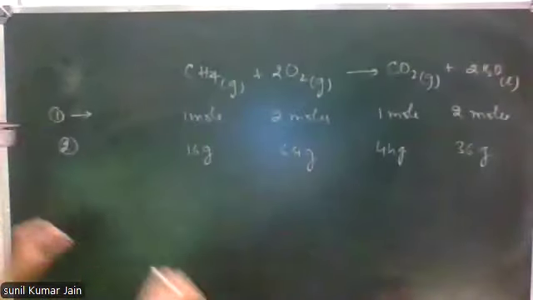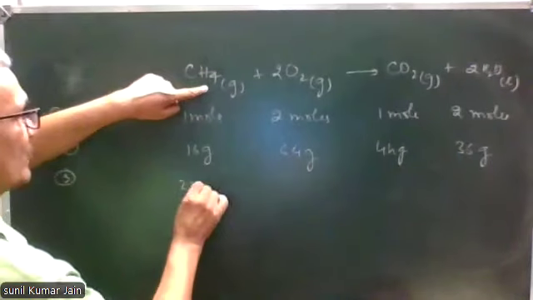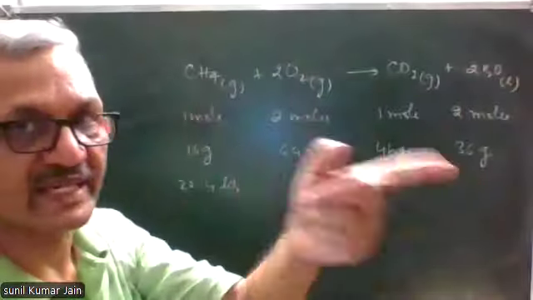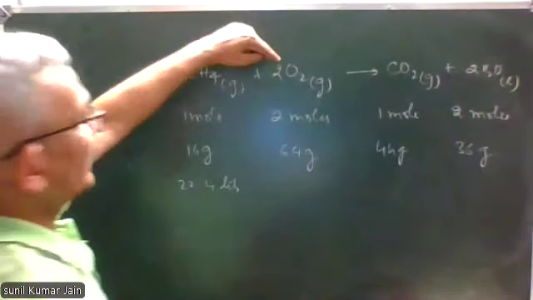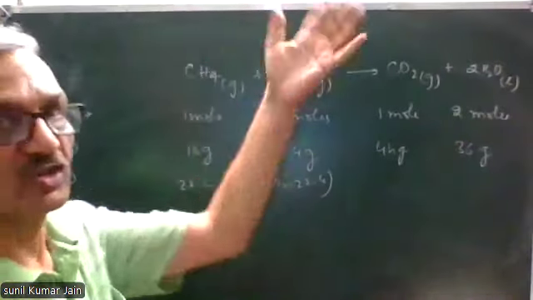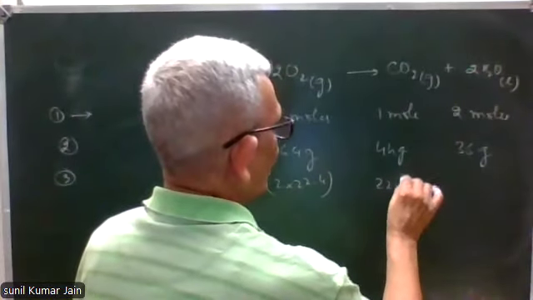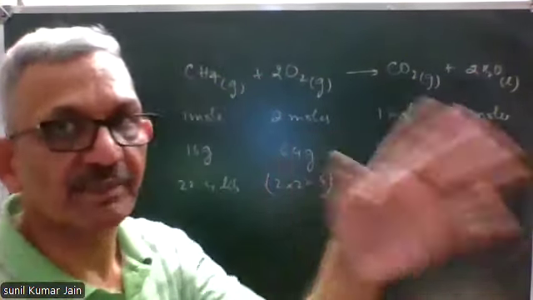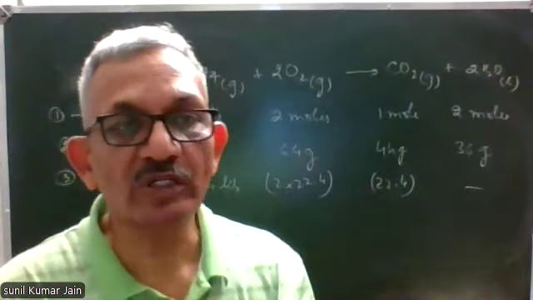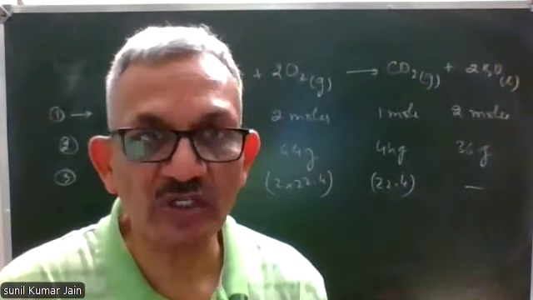I can also say, this is gas, 22.4 liters of methane at STP reacts with 2 into 22.4 liters of oxygen at STP to produce 22.4 liters of carbon dioxide at STP. In this statement, we will not include water because water is a gas, it is not a liquid.